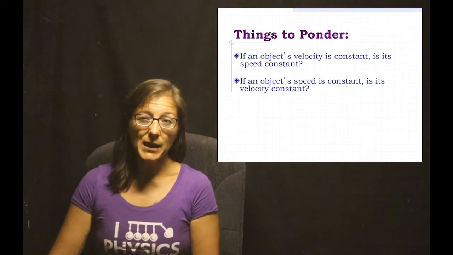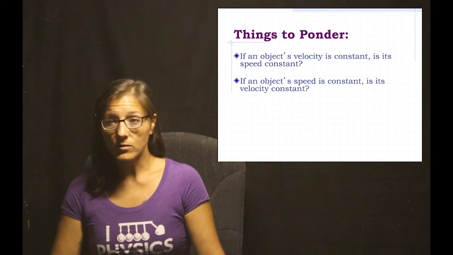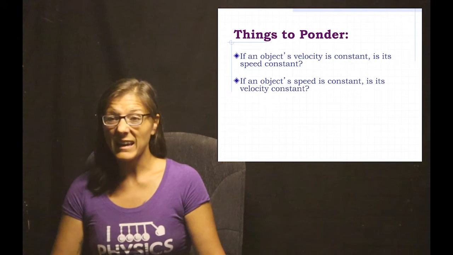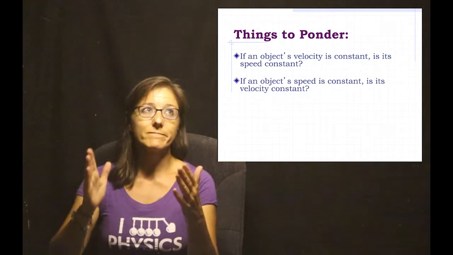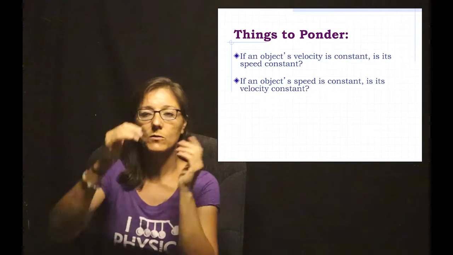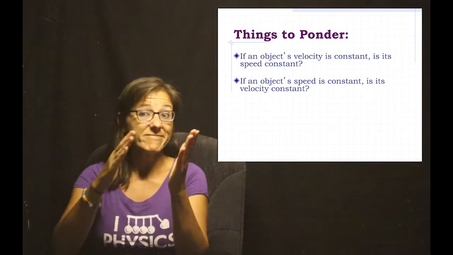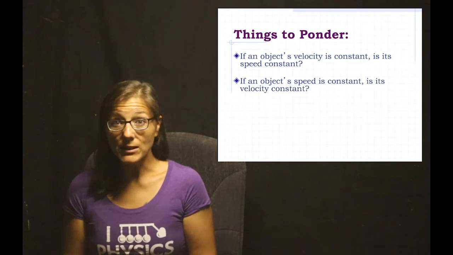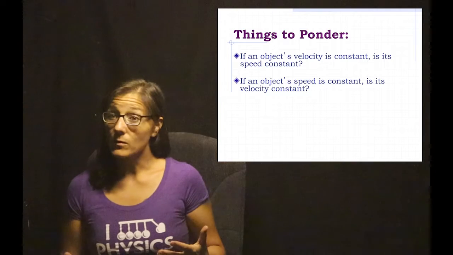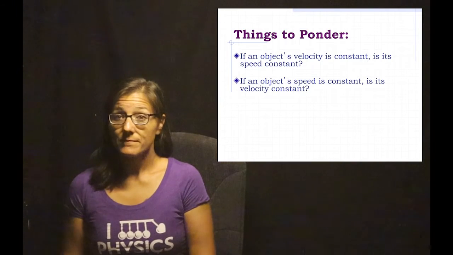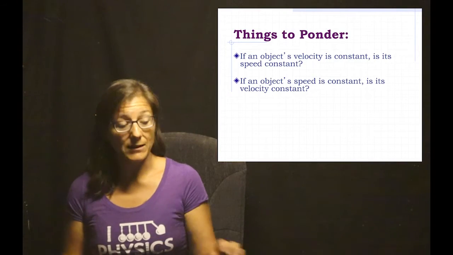But if your speed is constant, does your velocity have to be constant? Are there situations where, say, an object is rounding a corner at 5 miles per hour, or more likely 15 miles per hour, and it's going from north to east, and its direction has changed, but its speed has not? Absolutely. There are situations where your velocity can be changing, but your speed is constant. That's when you go around a curve.